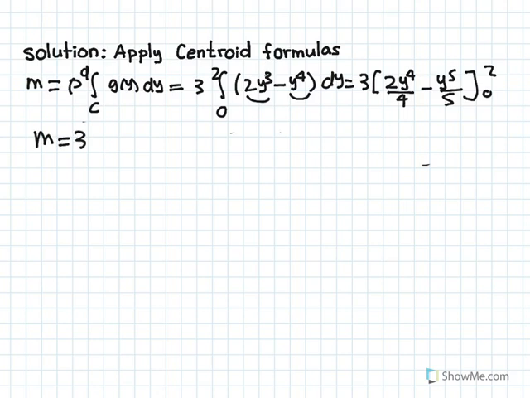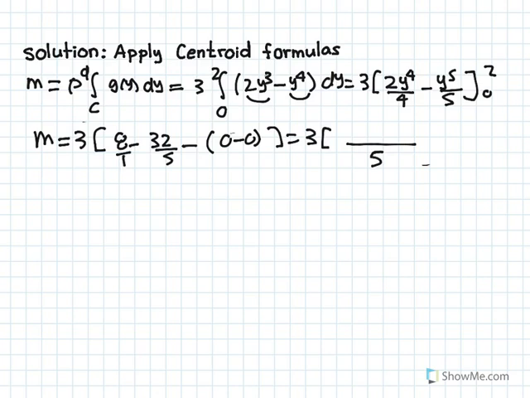Mass is equal to 3 times, put the upper limit in: 2 to the 4th is 16 times 2 is 32 over 4, that's 8, minus 2 to the 5, that's 32 over 5. Putting the lower limit in, that's 0 minus 0. Now let's add these fractions. 5 is a common denominator. 5 times 8 is 40, minus 32, that's 8. 3 times 8 is 24, so 24 over 5. So the mass of this lamina, this plate, is 24 over 5, which is equal to 4.8.